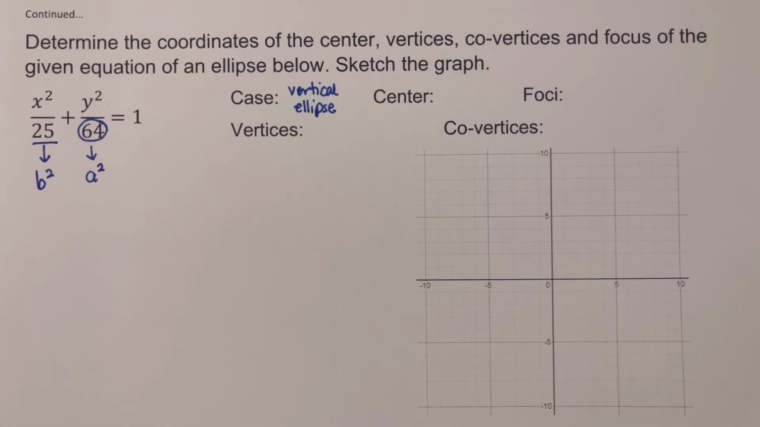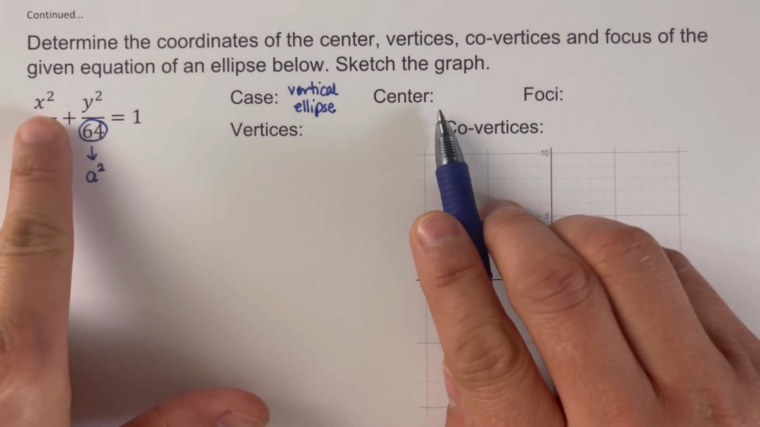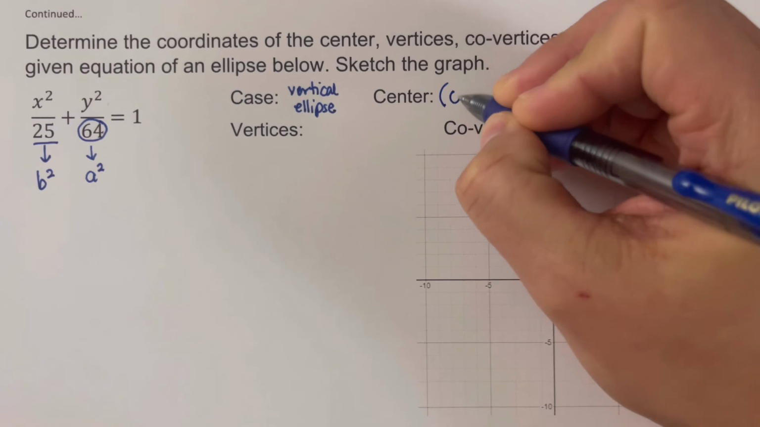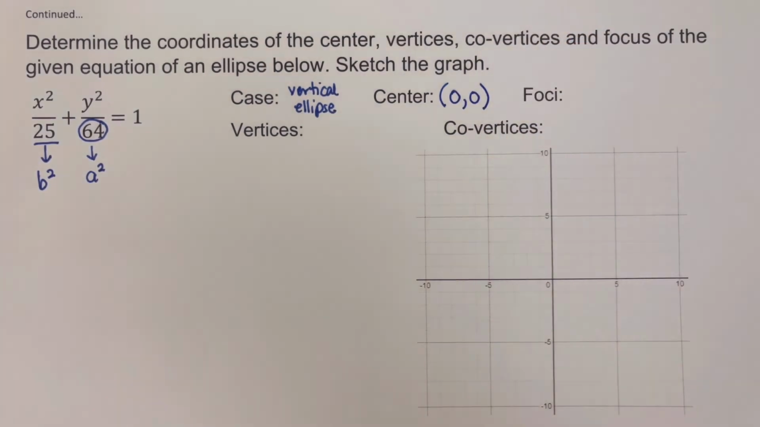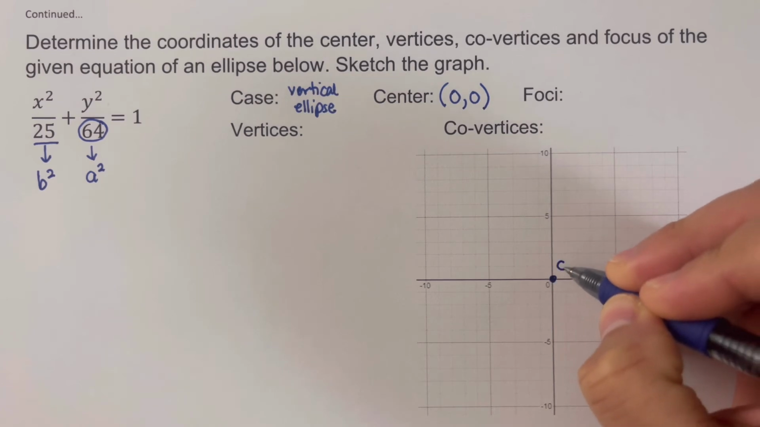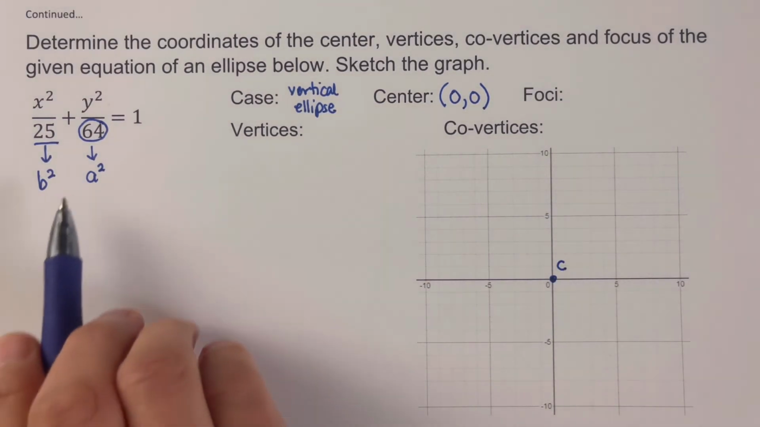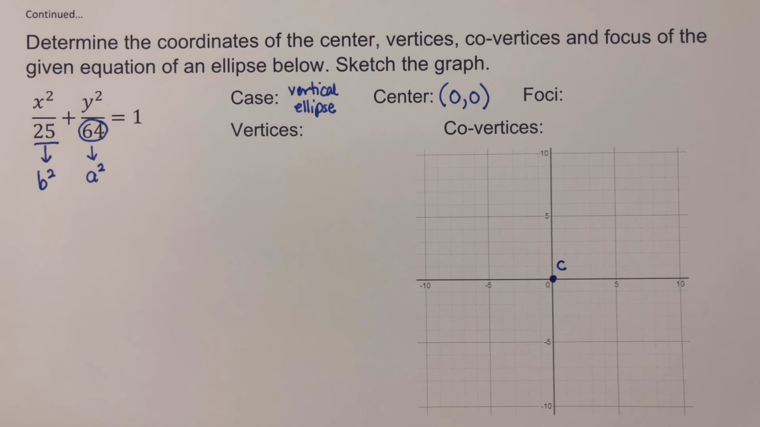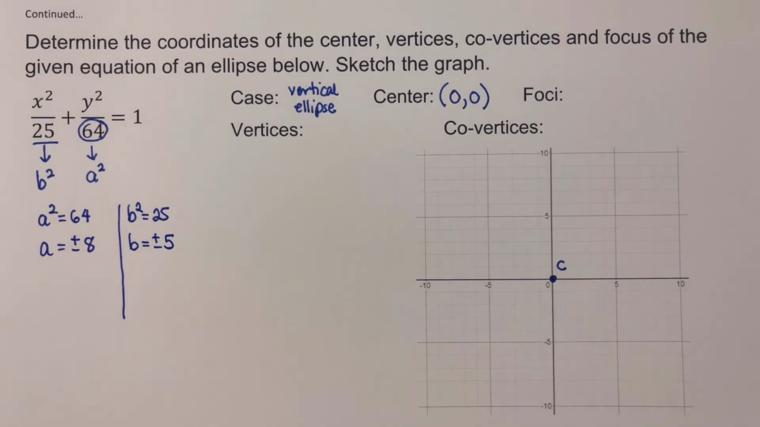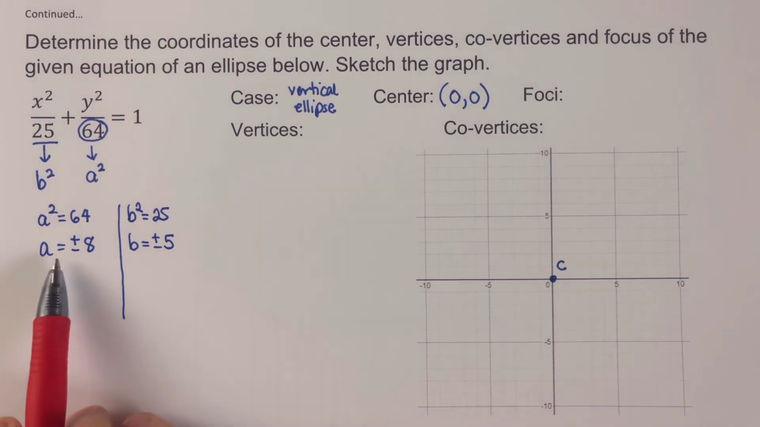Okay, we can also say that the center for this ellipse is at 0, 0, or at the point of origin. So I'm going to write that down here. That's 0, 0. So we can go ahead and plot that center right here at 0, 0. Now we are going to solve for A. So I'm going to show that work on the side right here. Okay, so we have solved both A and B.